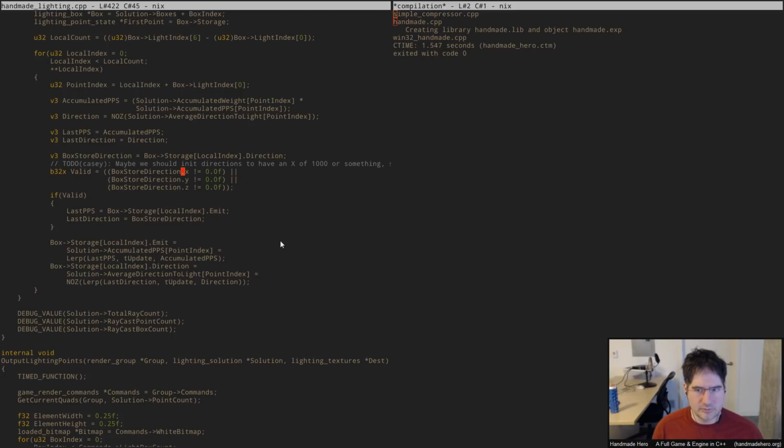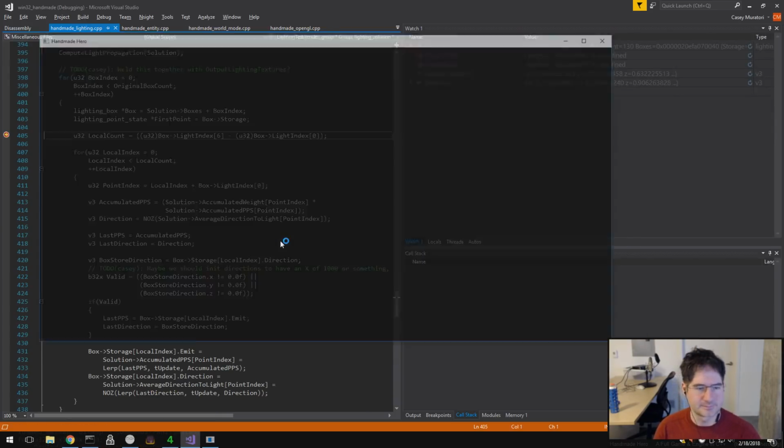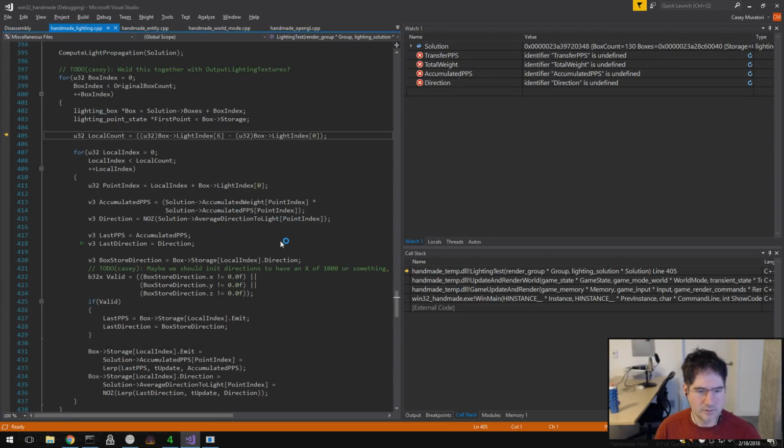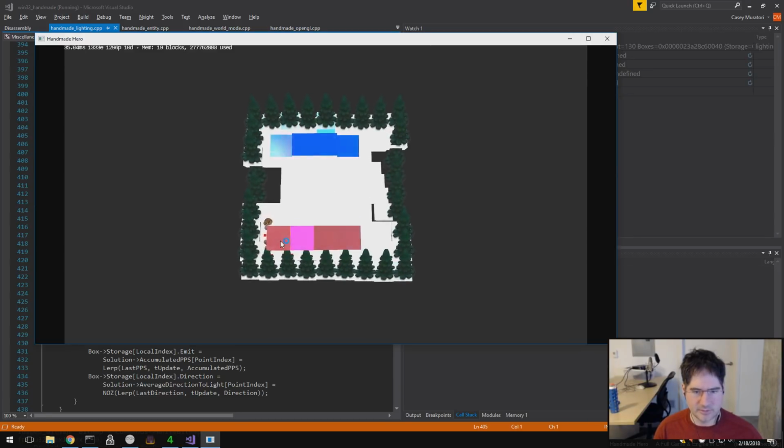That looks more reasonable to me. And I also think there's another thing we could do here, which is if we don't get a valid normal, we could set the normal to something else as well. I'm going to ignore that for now. All right. So that's a little bit better, right?